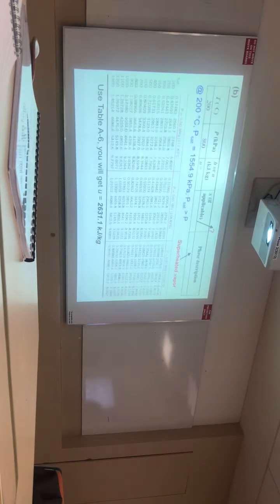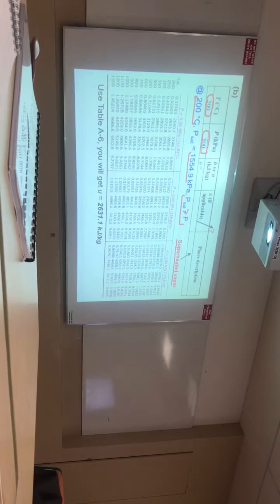Now I am going to B. In question B, temperature and pressure are given, right? Temperature is 200. Pressure is 800. At 200 degrees Celsius, saturation pressure is 1554.9. Then P saturation is higher than P. Opposite I do. So this is superheated.